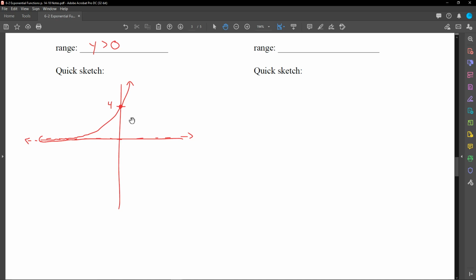This is the value that the function approaches but never actually reaches.